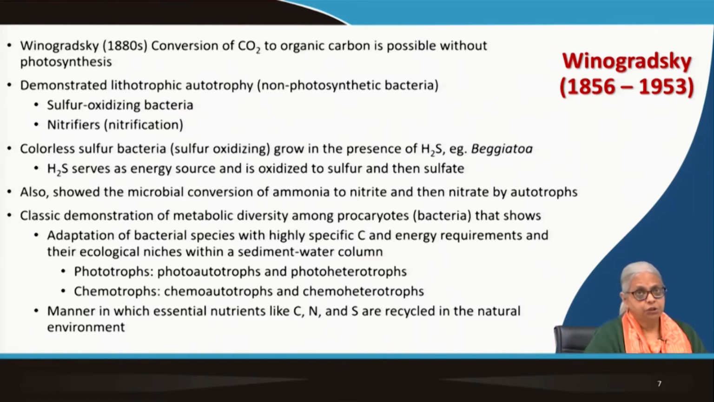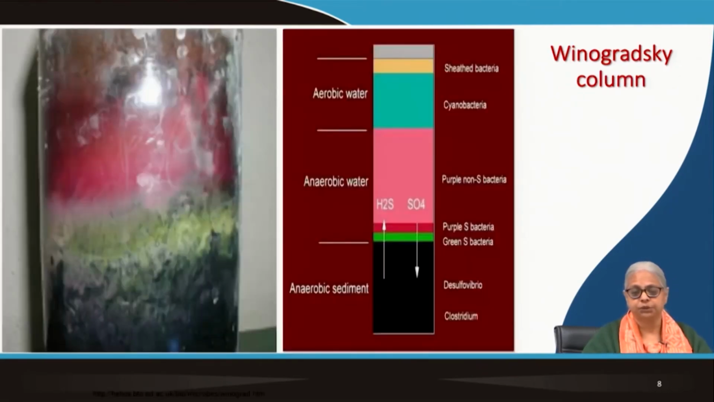A classic demonstration of metabolic diversity in the water sediment column is going to be shown in the next slide. This is the reason why it's called the Winogradsky column. Let me show it to you. This is a typical Winogradsky column in both photographic as well as schematic form, and I will go through the entire process of how various groups or species coexist in the water sediment column and are responsible for recycling sulfur through the aquatic system.